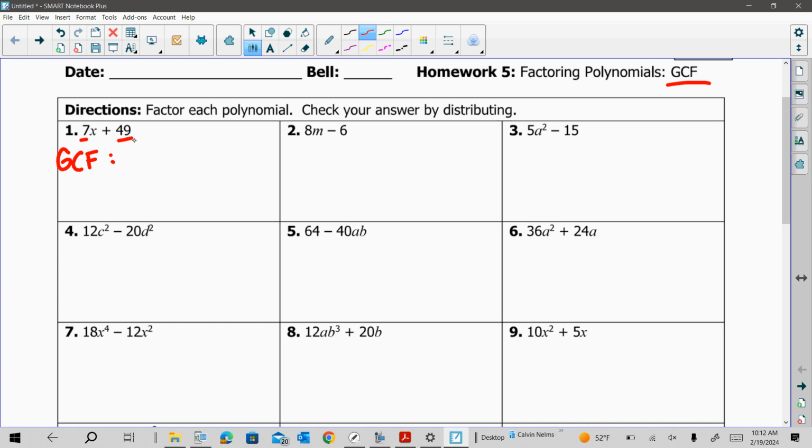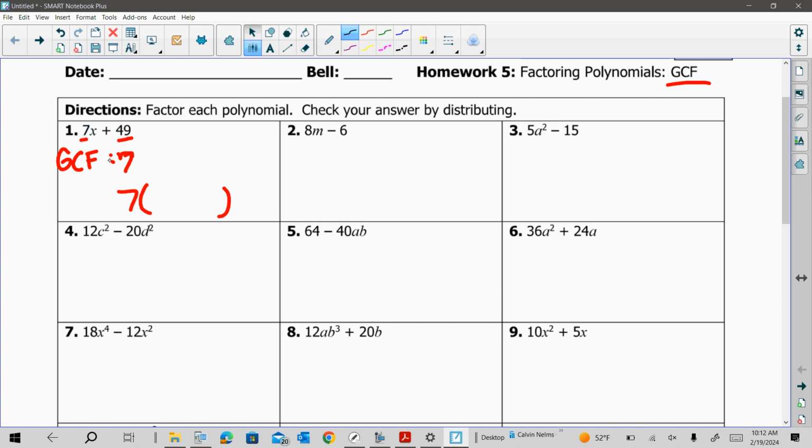What's the GCF between the 7s? All right. And then we see that we can't use the X because it's only in one term. So that means I'm dividing each term by that GCF, and the GCF is going to go in front of the parentheses. And so we're dividing each term by that 7.